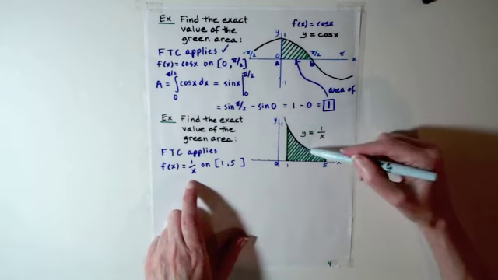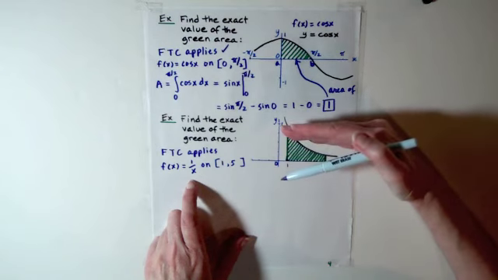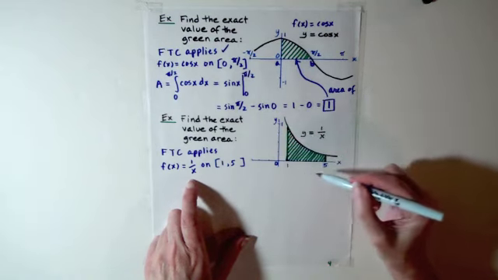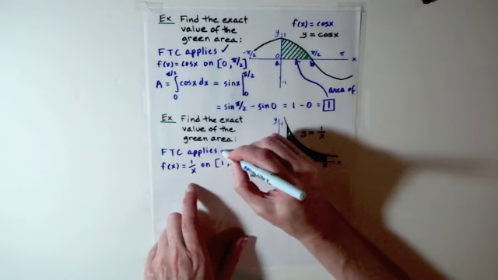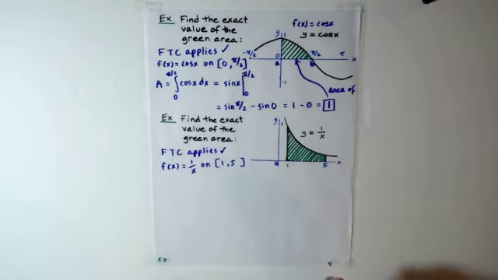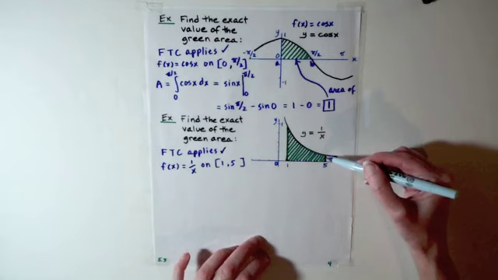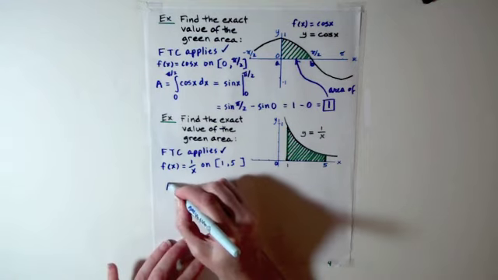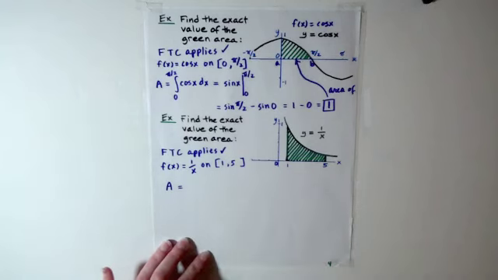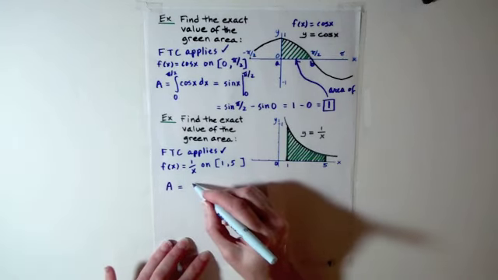Also, the black curve, the 1 over x curve, is above the x-axis everywhere from 1 to 5. It never goes below the x-axis. And so the fundamental theorem does apply. F of x is greater than or equal to 0 on the interval from 1 to 5, and it's continuous on the interval from 1 to 5. That means I get to apply the fundamental theorem. Makes it easy to find the exact area.